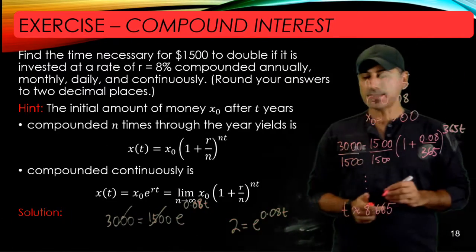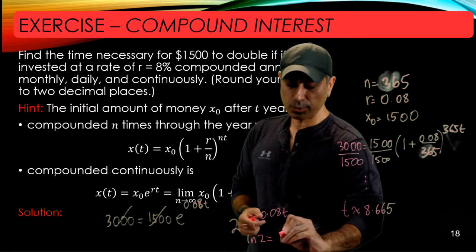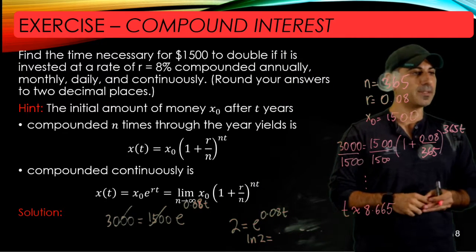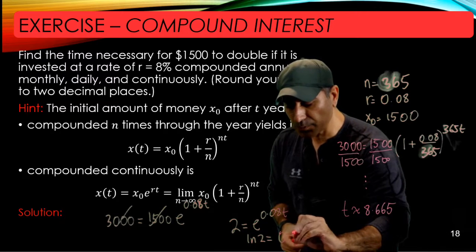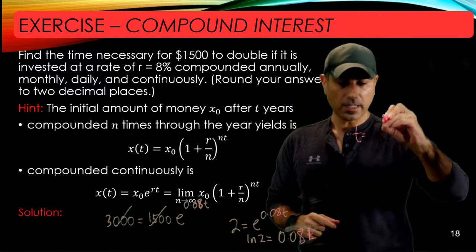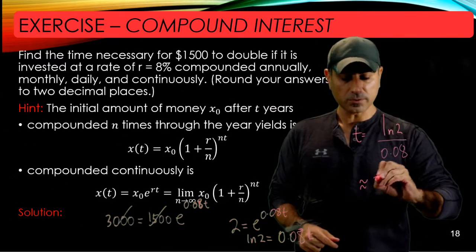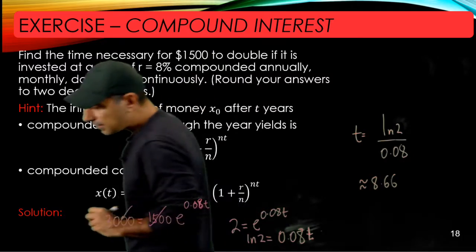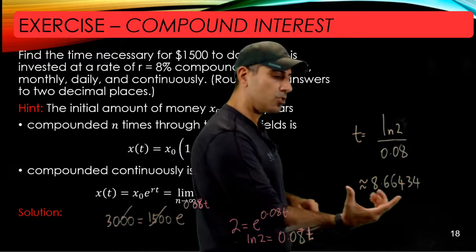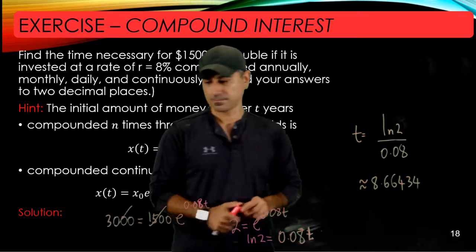And you take the ln of both sides. ln2 equals ln of e to the power of 0.08t, but ln e is 1, so this is essentially just 0.08t. t turns out to be ln2 divided by 0.08, which is approximately equal to 8.66434. So the best way to reach $3,000 is to compound continuously.